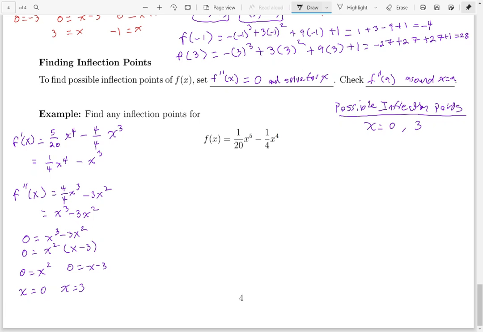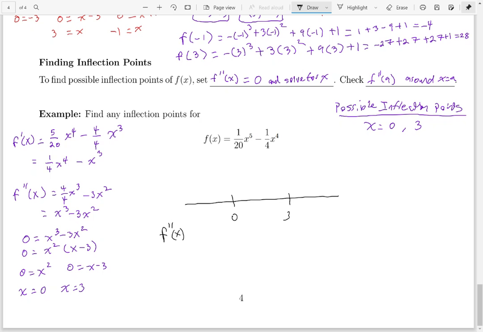Now that we have the list of possible inflection points, realize that the second derivative is still a function, and so there are some properties that hold. That is, this function, being a function, is continuous. And so if you want, you can cut up a number line at 0 and 3. And what we're going to do is plug in values and figure out whether it is negative or positive around these possible inflection points. If we get a change in sign around these possible values, then we know that the value is an inflection point and we're done.